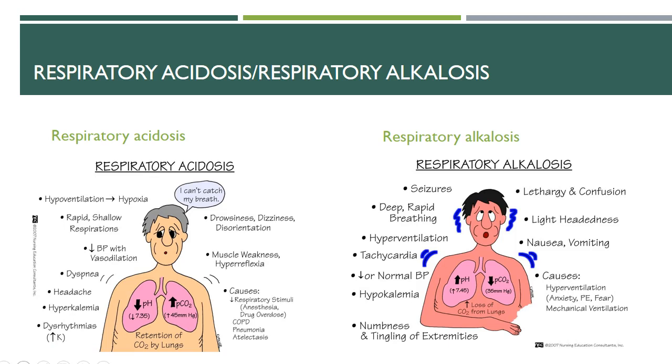Your signs and symptoms of this. So hypoventilation, it's the big sign. And then it can lead to hypoxia. Dyspnea, you could have dysrhythmias due to your potassium buildup. You could have rapid, shallow respirations. Your body is going to be hyperkalemic because you're acidotic. Mentation changes such as drowsiness, dizziness, disorientation, muscle weakness, hyperreflexia.